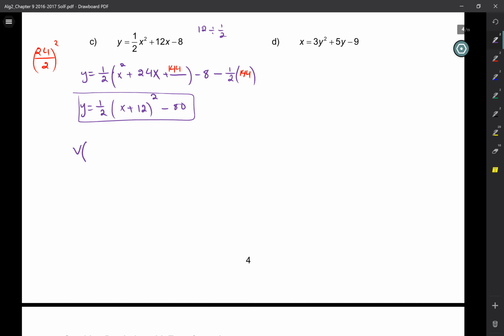Yeah. Okay. So what's the vertex here? Negative 12 and negative 80. X and Y. So it opens where? Up, and the axis of symmetry is x equals negative 12. Yes.